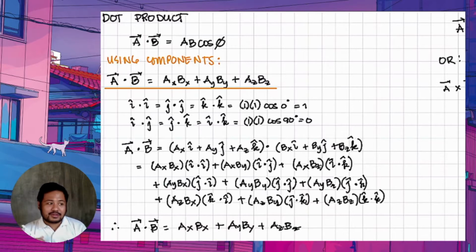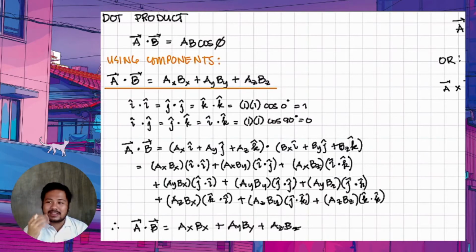From the lecture videos that I have posted, and from what I have researched on YouTube, they just presented one way of getting the dot product and the cross product, and that is using a dot b is just equal to ab cos phi, and then the other one, a cross b, is equal to ab sine phi.